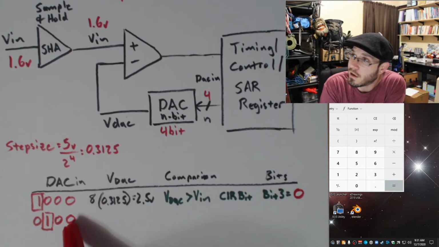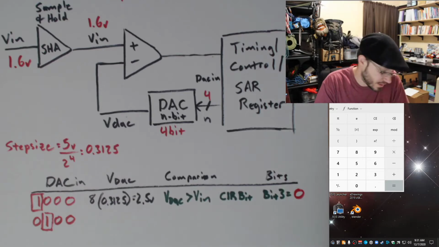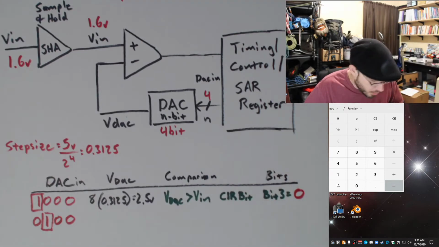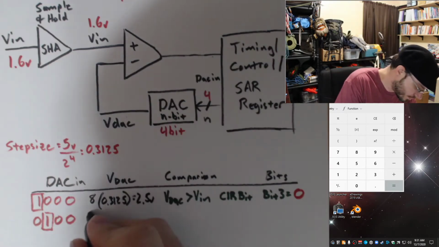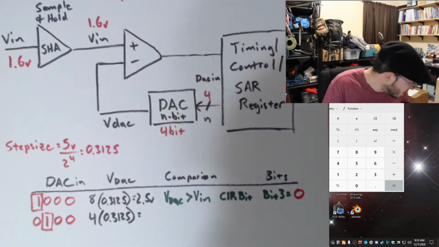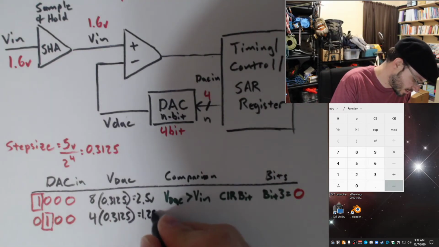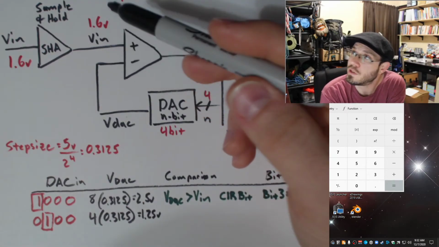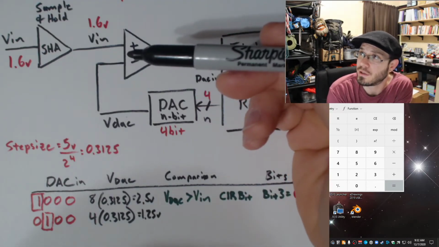So now we're going to take our DAC input, and let's compute what the output from the DAC is going to be. Let's compute what VDAC is. Well, that's going to be easy. Our input is now numerically 4, so we're going to do 4 times our step size. What's that equal to? It's going to be equal to 1.25 volts. Okay, so now we're going to be comparing 1.25 volts to 1.6 volts. Is VDAC greater than 1.6 or is it less than 1.6?